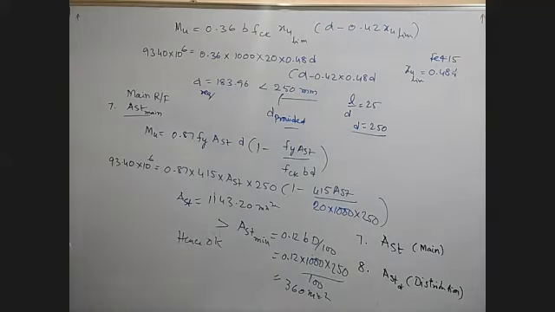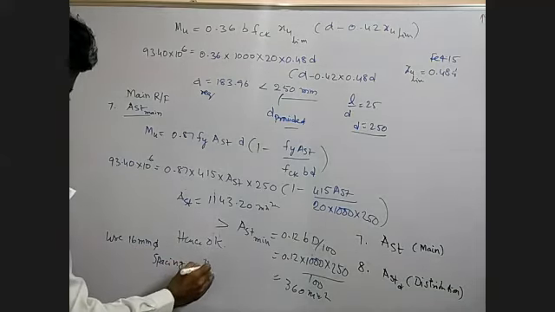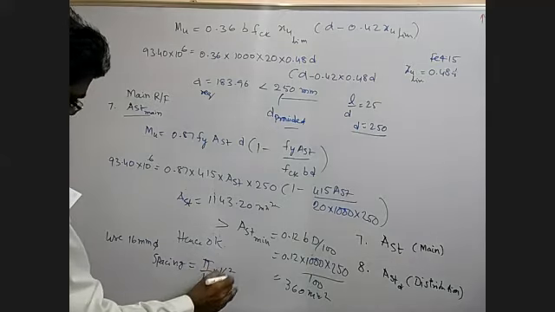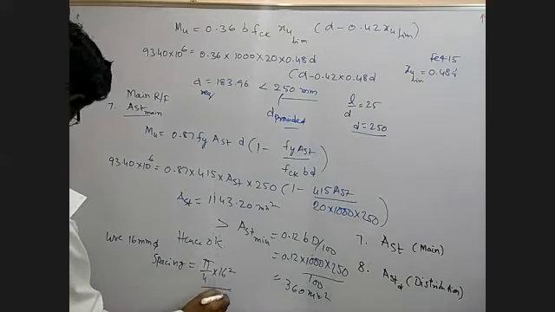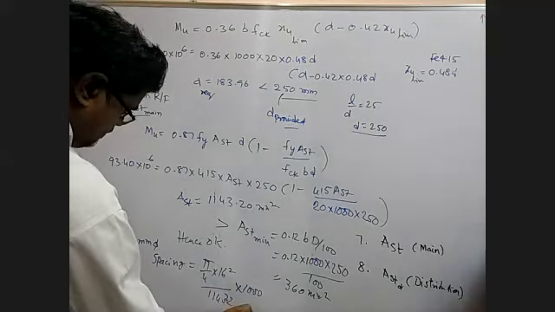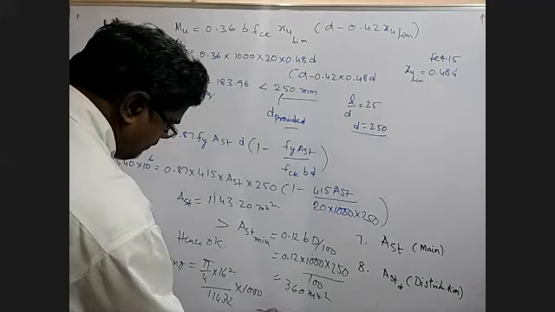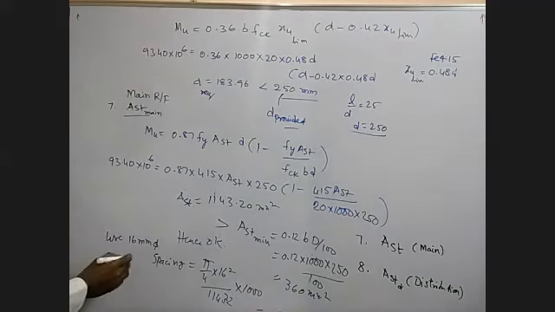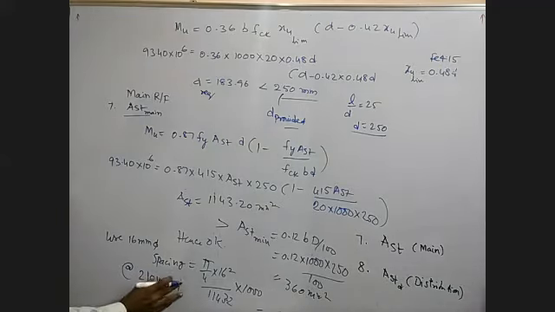Okay. Now we have to provide the spacing. Use 16 mm bars. Spacing is equal to area of 1 bar, π/4 × 16 square, divided by 1143.20, into B, where B is equal to 1000. This you will get as 218 mm. So provide 16 mm bars at 210 mm center. So this is the design of the main reinforcement.